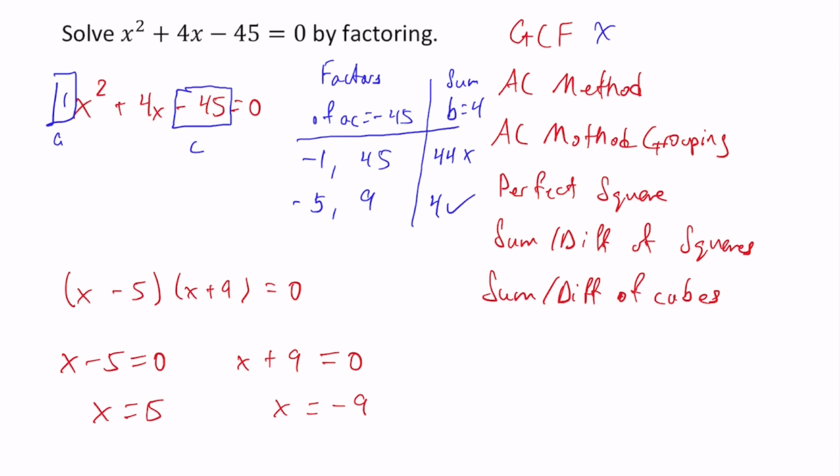So here are the solutions of the original question, x squared plus 4x minus 45 equals 0. Our answers are x equals 5 and x equals negative 9.